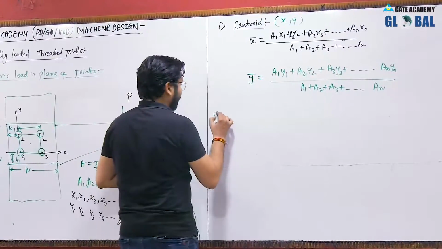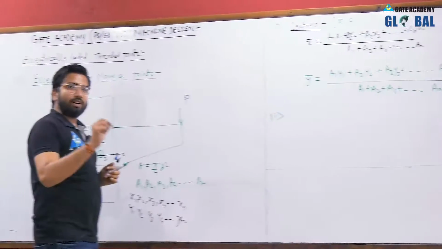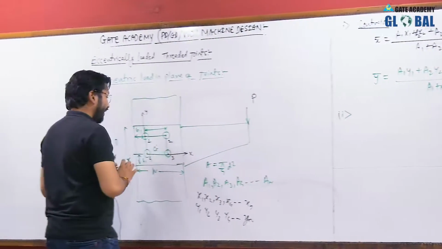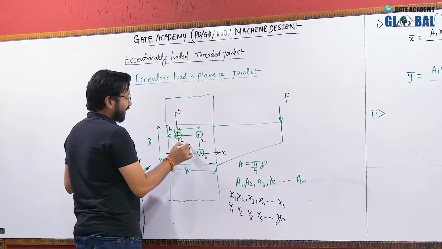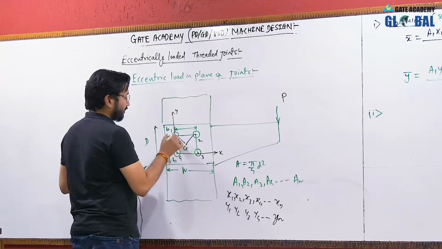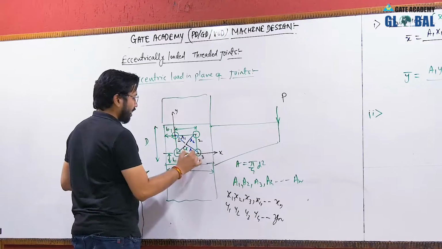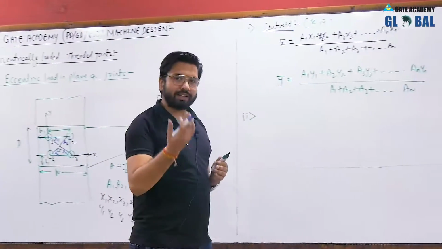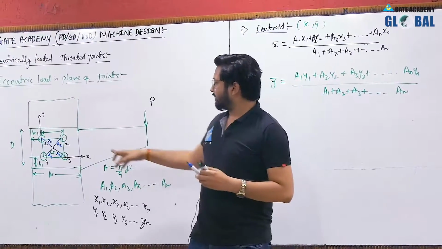Once the centroid is known, the second step is to locate the position of the bolts with respect to the centroid. If G is the centroid, then we will draw lines joining the centroid and the center of each bolt like this. These distances are R1, R2, R3, R4. So we can calculate R1, R2, R3 and R4. G will be very important for calculating these distances.